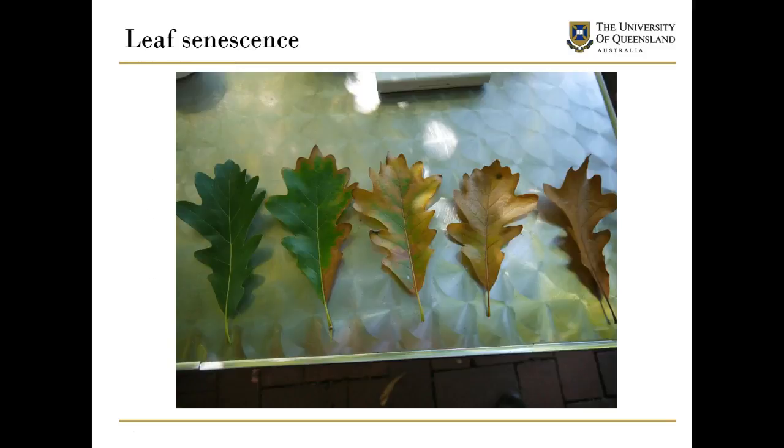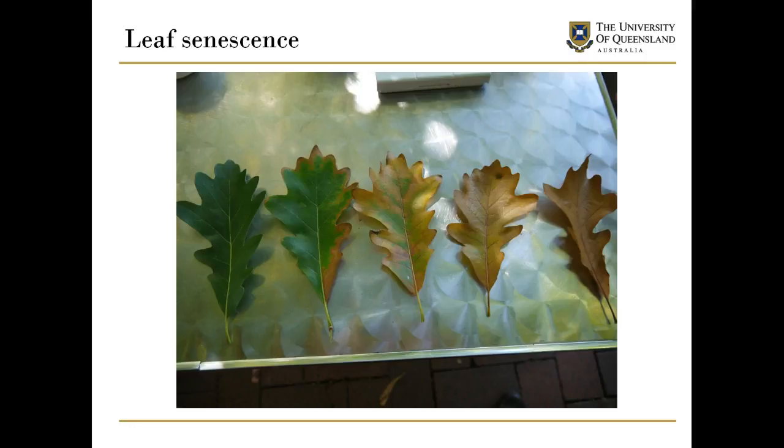Just thinking of agriculture though, if you yourself were asked to quantify senescence of leaves, for instance, this is just some oak leaves. You can see I've got 5 leaves. The one on the left here is fully green. The one on the right is fully senesced, which means it's dead. And in between, I've tried to get a range of different senescences.